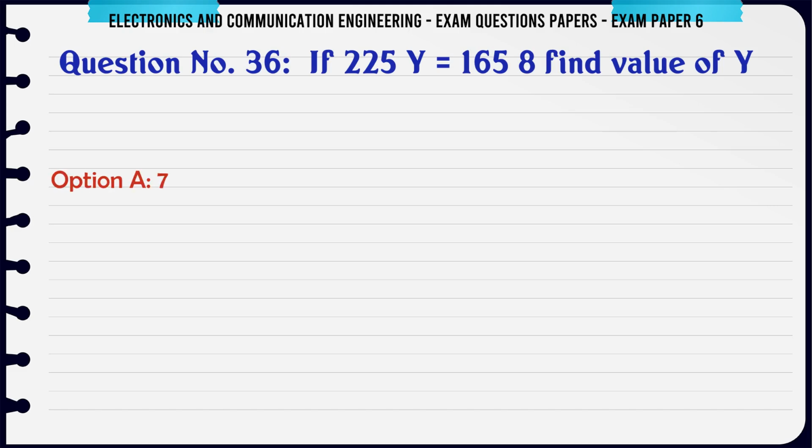If 225 y = 165 8, find value of y. A) 7, B) 8, C) 9, D) 11. The correct answer is 7.